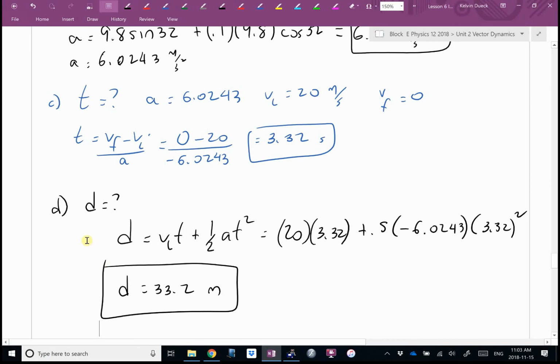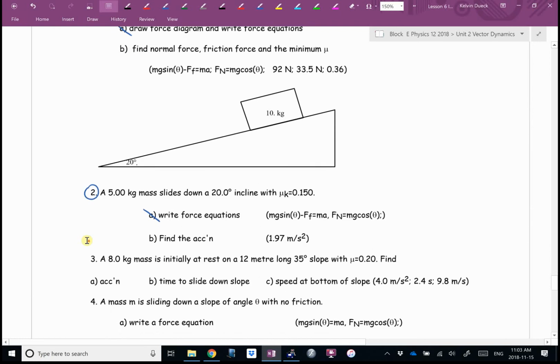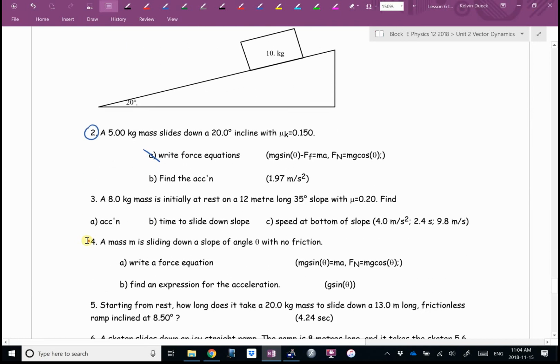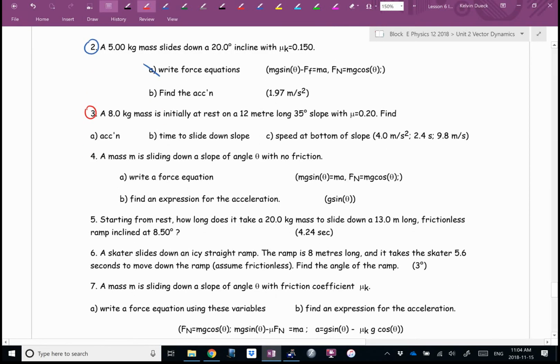So questions that you can do, I already said you could try number 1, skip A. Try number 2, skip A. 3 is good. 4 is just asking you to write a generic equation. 5 is good.